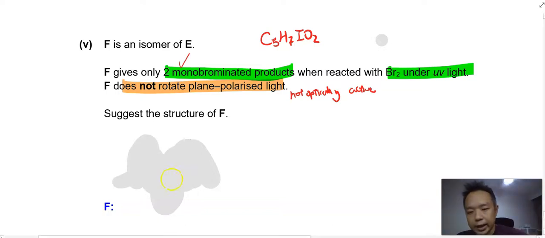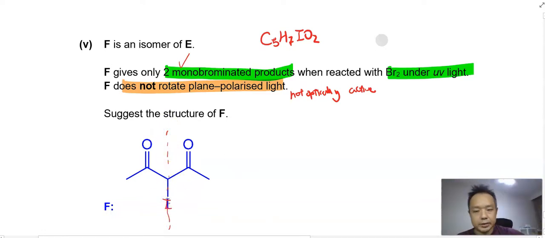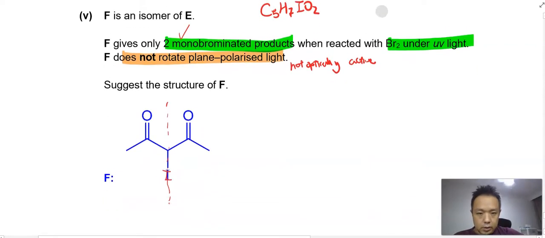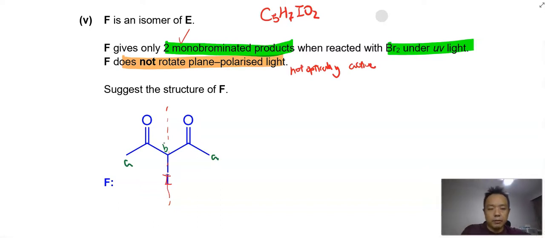So first of all, we don't consider any chiral carbon. So one possible structure is this. You can see there's no chiral carbon, and there's an internal plane of symmetry within the molecule itself. Okay, so it is a highly symmetrical molecule. Where are the 2 positions I can substitute? Position A here, and position B over here. Okay, so there are 2 monobrominated products. So with that, we are done with question 19.